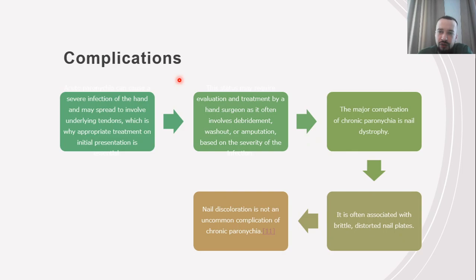The major complication of chronic paronychia is nail dystrophy, as you see in onychomycosis, for example, or psoriasis. It is often associated with brittle, distorted nail plates. Nail discoloration is not an uncommon complication of chronic paronychia.